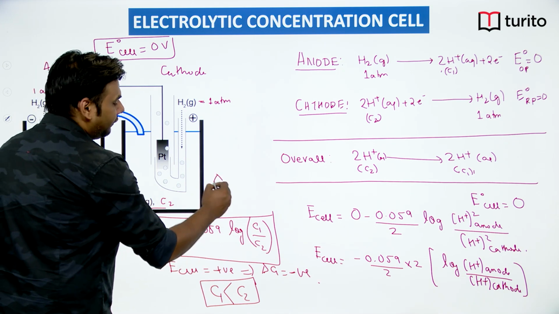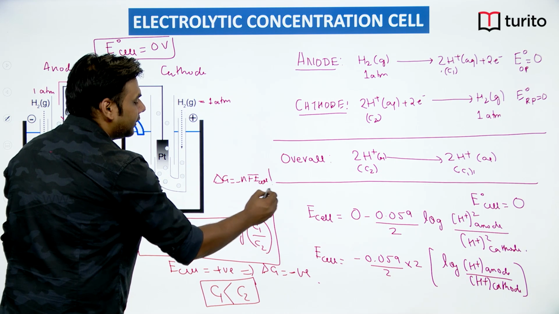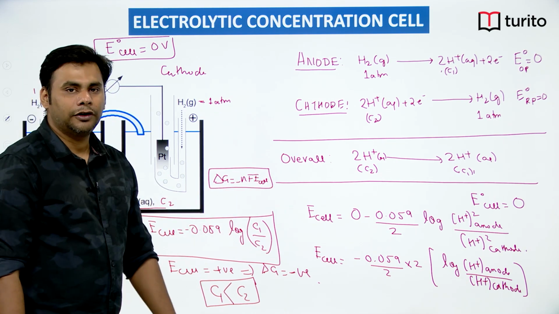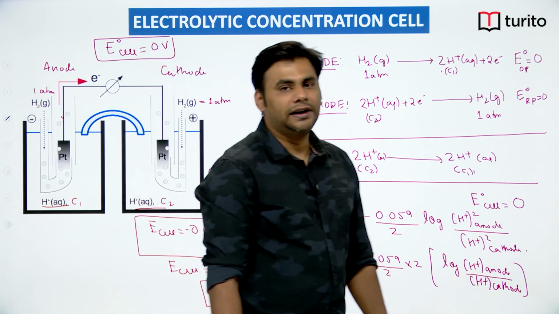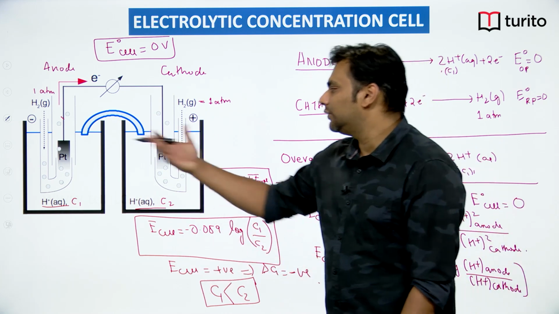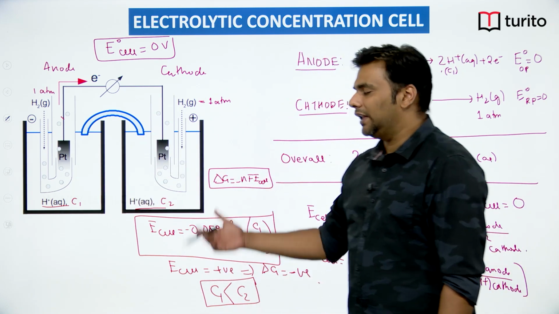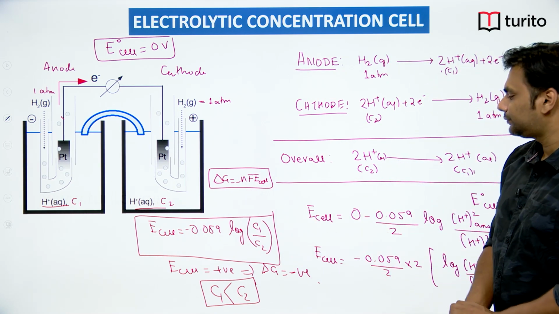When E cell is positive, we know that delta G is minus n into F into E cell. So when E cell is positive, delta G would be negative and this cell would become spontaneous. So this cell is spontaneous only when C1 is less than C2. That is, the concentration of the electrolyte, that is H plus ion in the anode, should be less than that of the cathode. Hope this is clear to you.